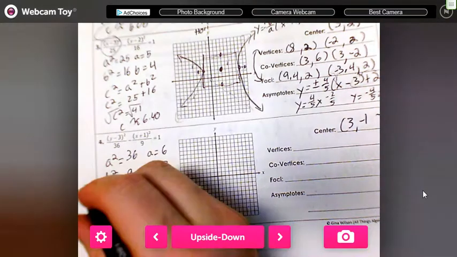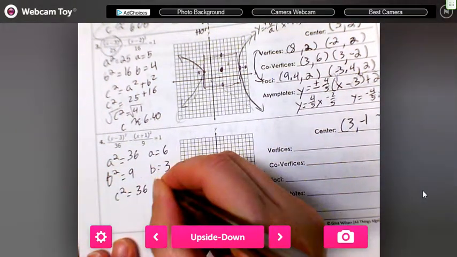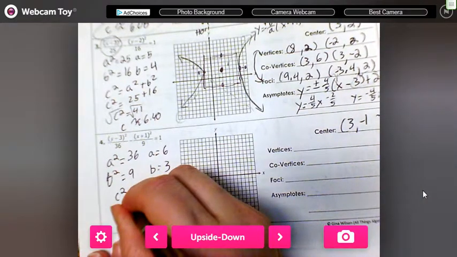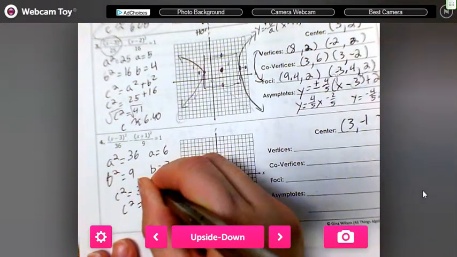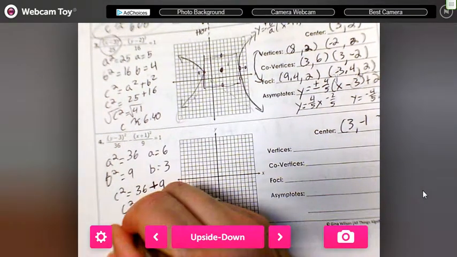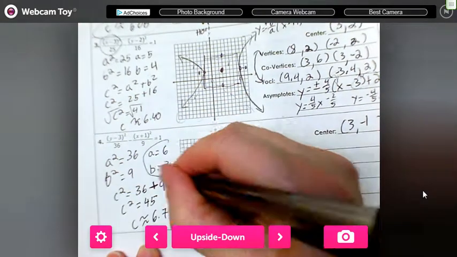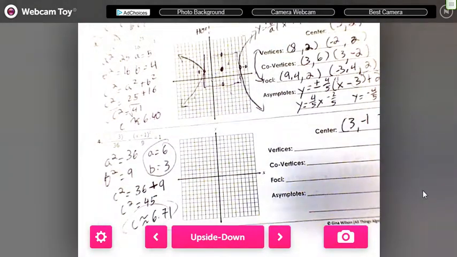Yeah. Okay. C squared equals A squared minus B squared. So C squared equals, plus, sorry, not minus, plus B squared. So C squared equals 45. So C is approximately 6.71. So we're going to use all this information to find our stuff.